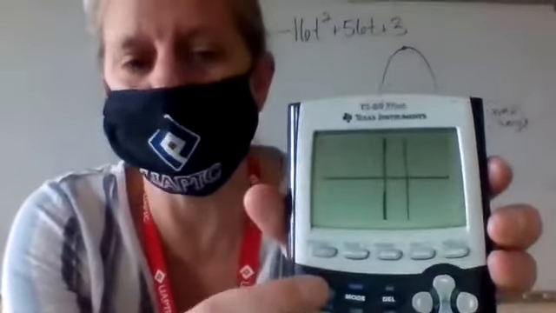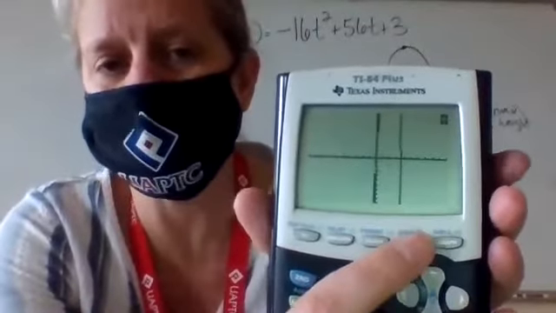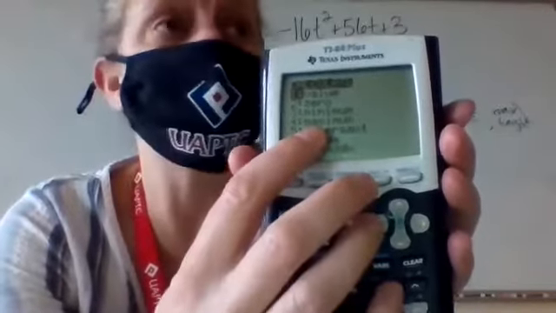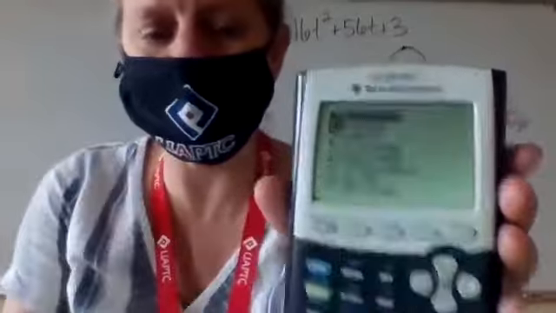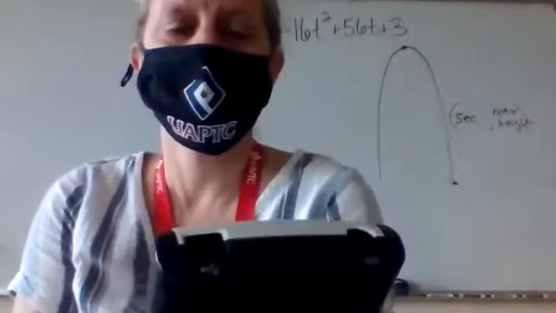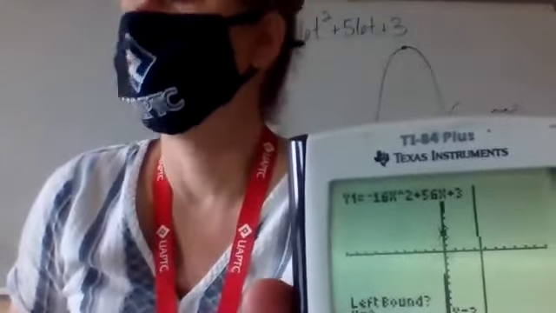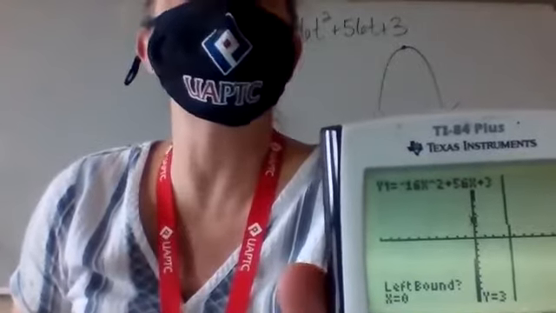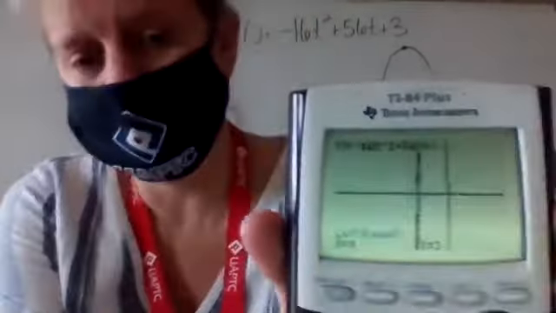So hit your second button and then your trace button to go to the calc features. And we're finding the maximum again, since we're trying to find that point at the very top of the parabola. So I'm finding the maximum. And again, look what it's asking you. Left bound? Look at your blinking cursor. Is it on the left side of the parabola? It is. So go ahead and hit enter.